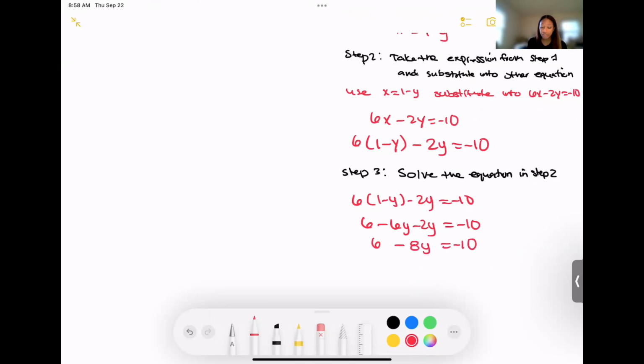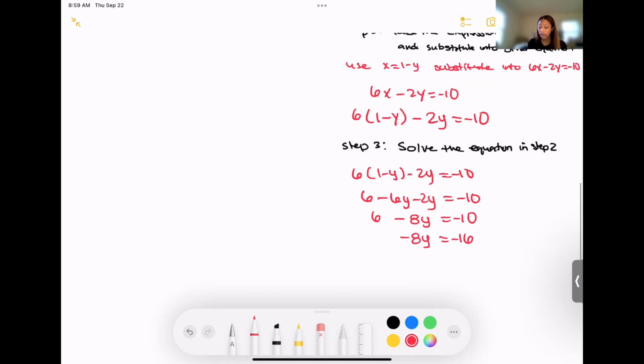We can subtract 6 from both sides. If we do that, we get negative 8y equals negative 16. Okay, and then from here, y would be equal to negative 16 divided by negative 8, which is 2. Yay! We found our y.